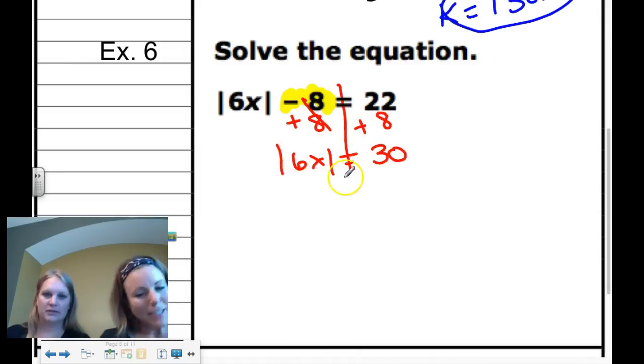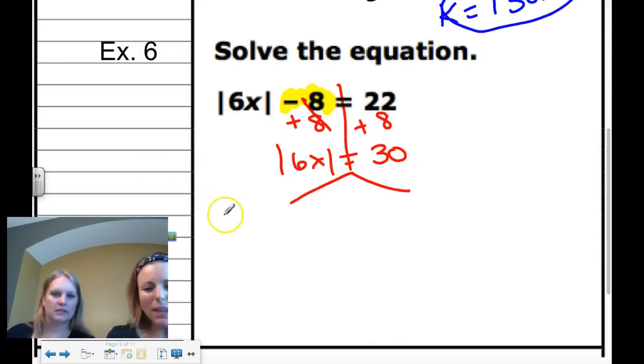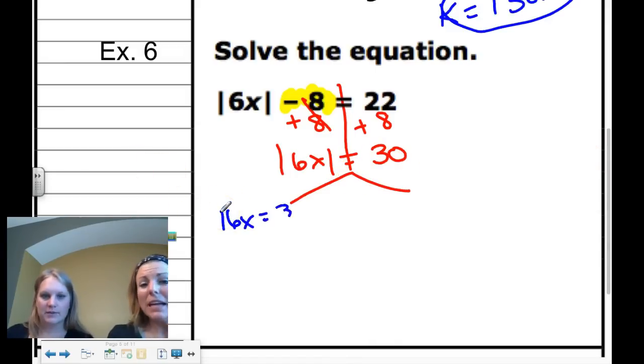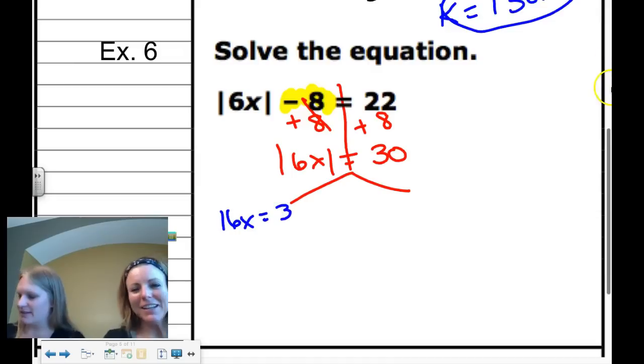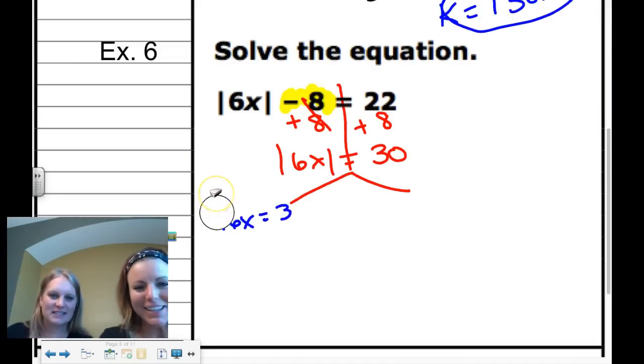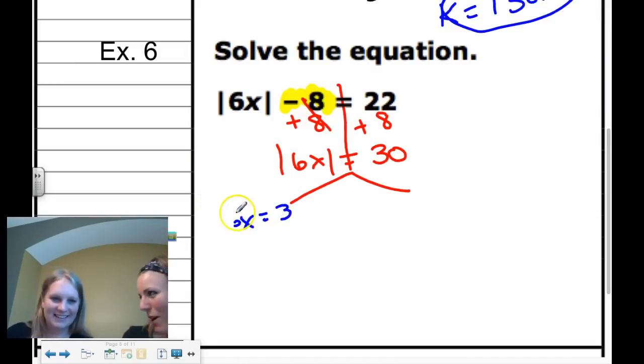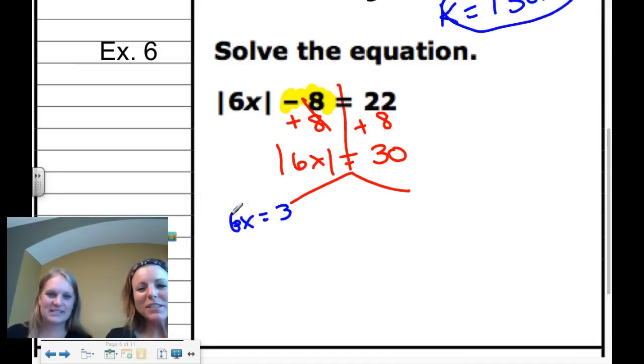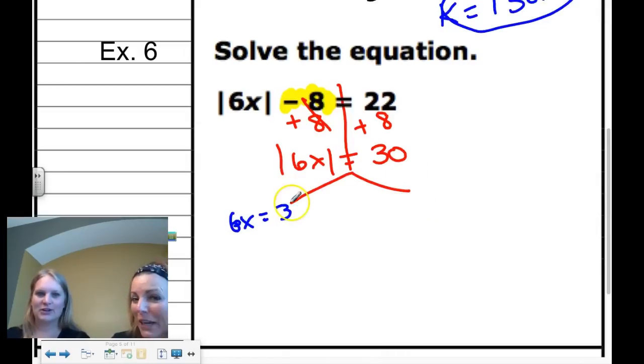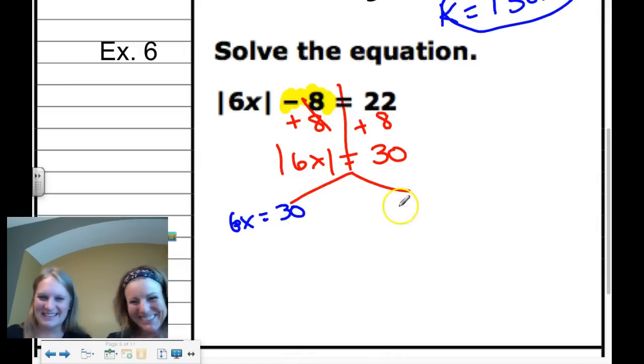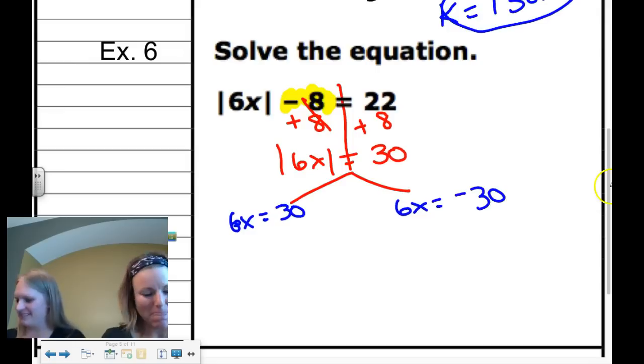Now you do your 2 equations. Sometimes I like to do this so I remember. I have 6x, not 16, sorry, that's absolute value. That's how you get confused. But that's why we're doing this together, Miss Boyd. So we have 6x equals 30. And then 6x equals negative 30. Okay. So now I'm ready.